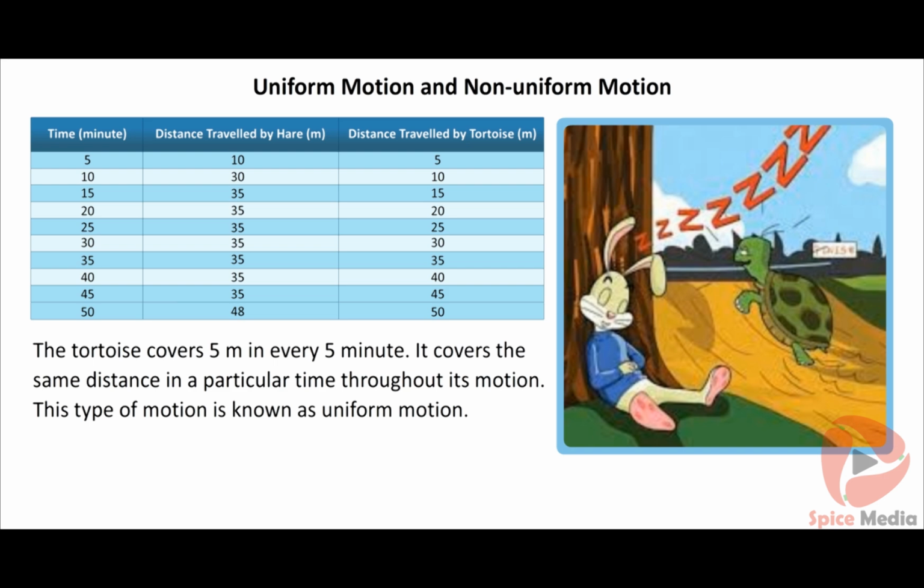This type of motion is known as uniform motion. If an object covers equal distances in equal intervals of time, it is said to be in uniform motion.